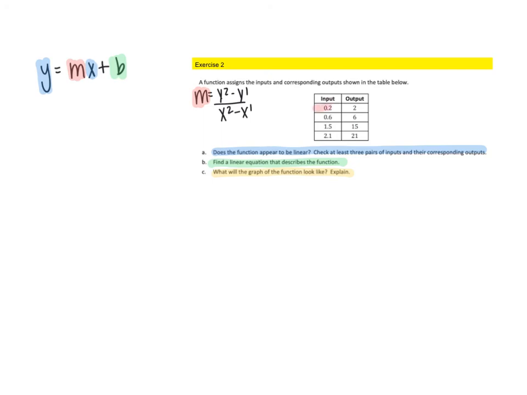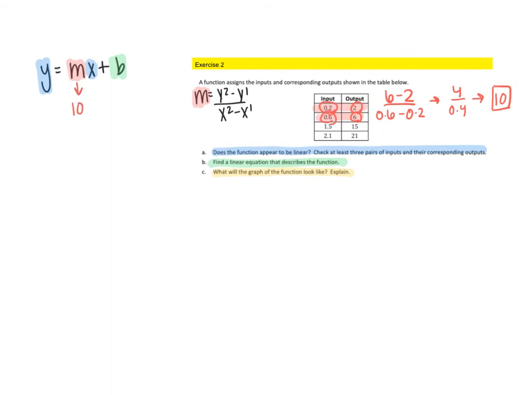All right, I'm going to start with these 2 rows to find my m. You could have chosen any rows you wanted, so I have y2 minus y1 over x2 minus x1. 6 take away 2 is 4. 0.6 minus 0.2 is 0.4. And if I divide this out, I get 10. So the slope that you should have found here, your m, is a 10.